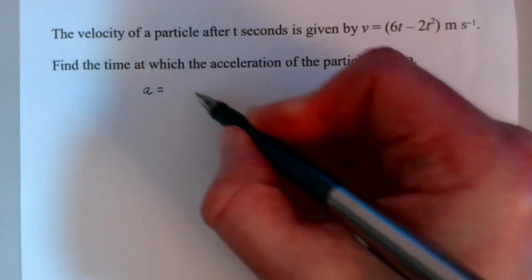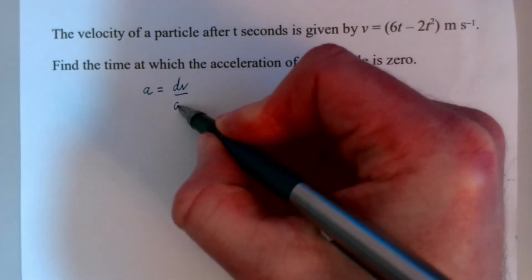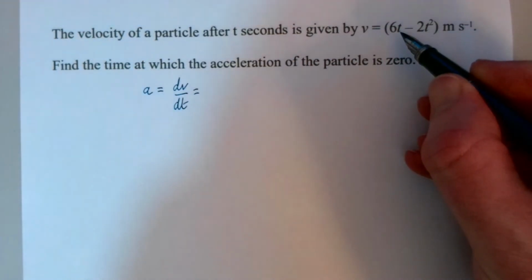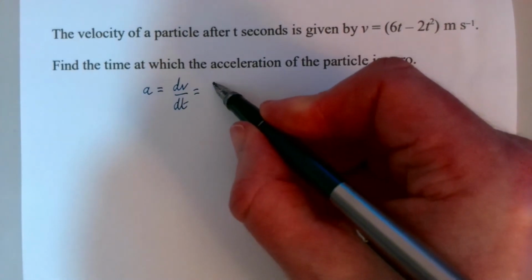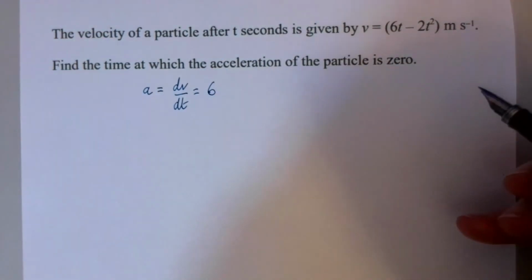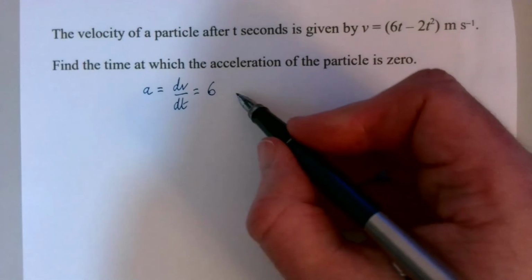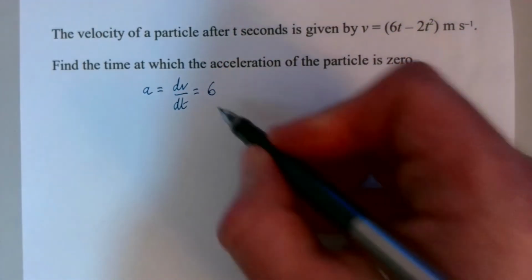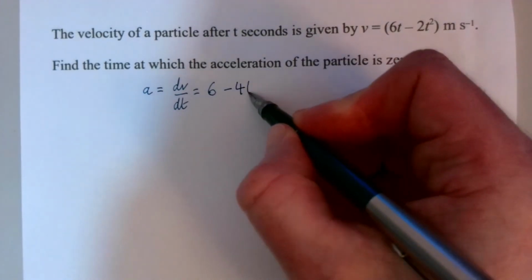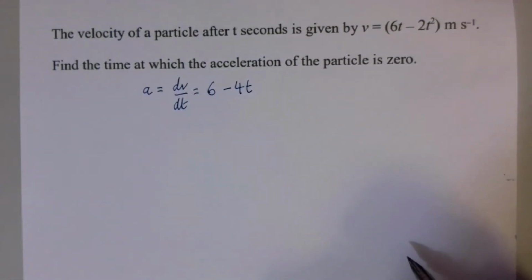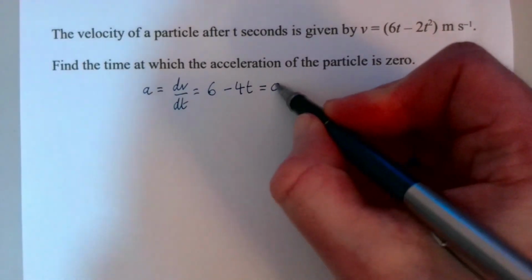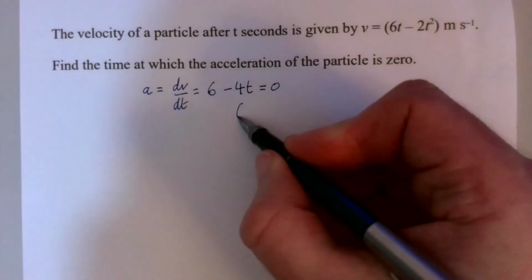So acceleration is going to be dv by dt, which is going to equal, we multiply by the power, and we drop the power by 1, so when it's just t's, we just drop the t. So that'll give us minus 4t. And we want to know the time at which the acceleration is 0. So we just need to say that equals 0. Add 4t to both sides.